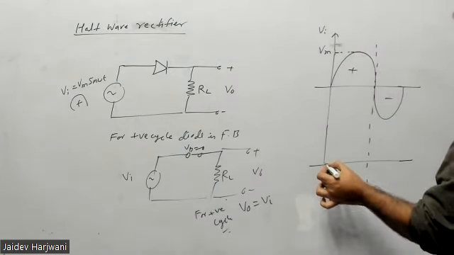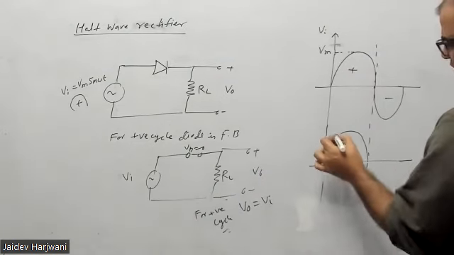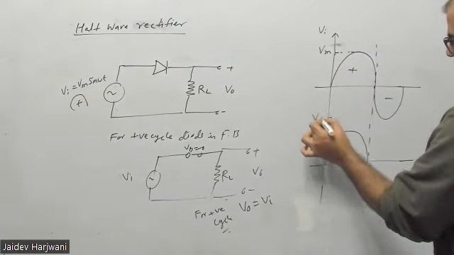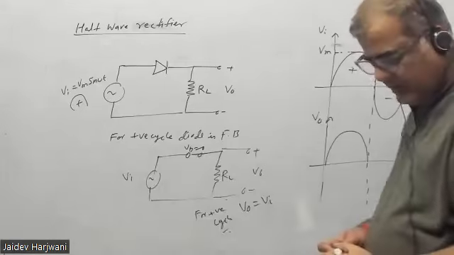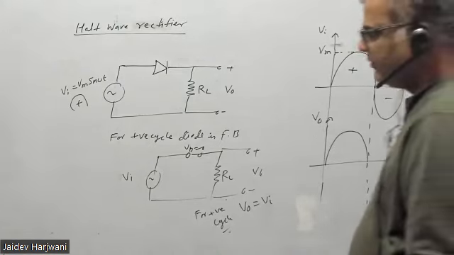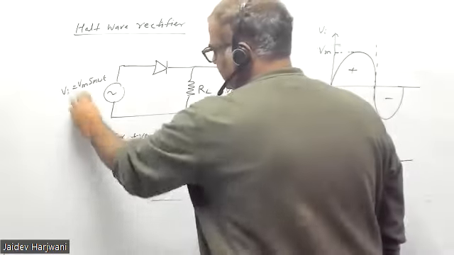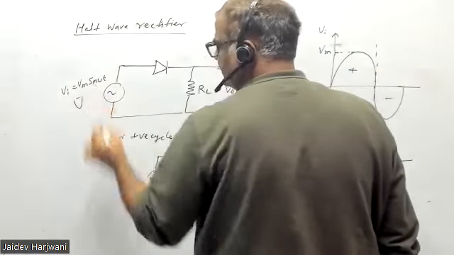So V output will be exactly like your V input. Now tell me what happens in the negative cycle. This is the positive cycle. Now next, when you apply the negative cycle, you have to understand the meaning of negative cycle.